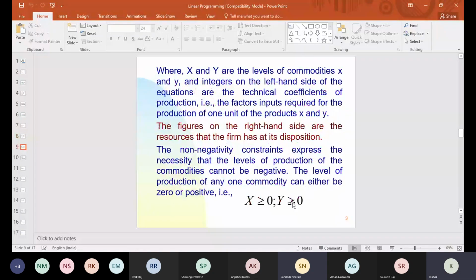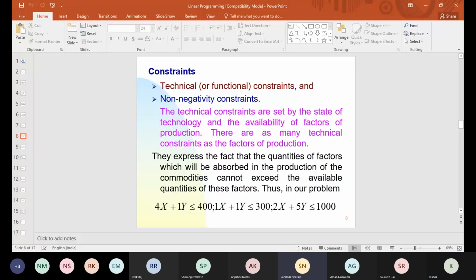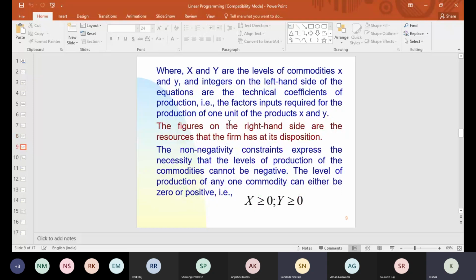Now, regarding non-negativity constraints, the meaning is your output cannot be negative. This means X and Y cannot be negative. You are using land, labor, capital. If there is a misutilization, in the worst situation you will get only zero output, no output. Otherwise it will be positive. It cannot be negative. So that is explained by the non-negativity constraint.